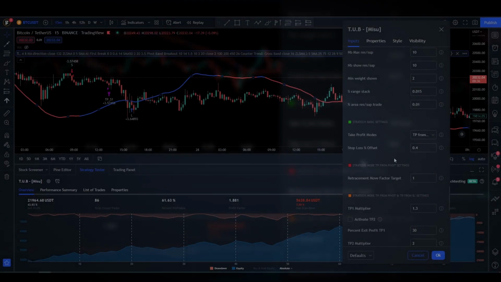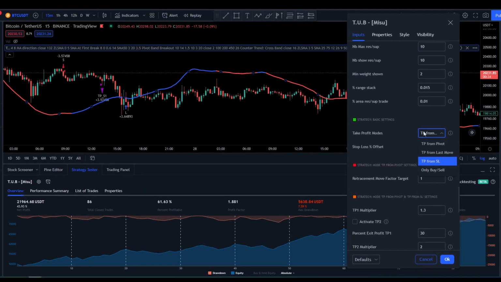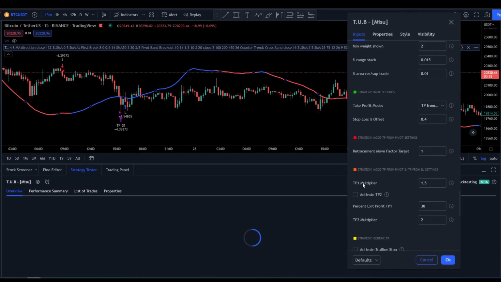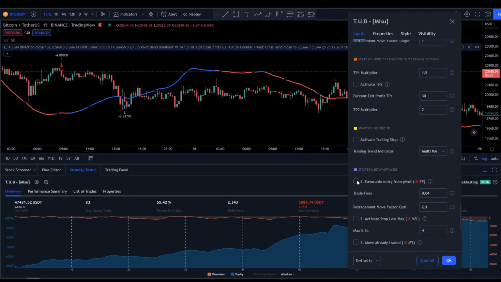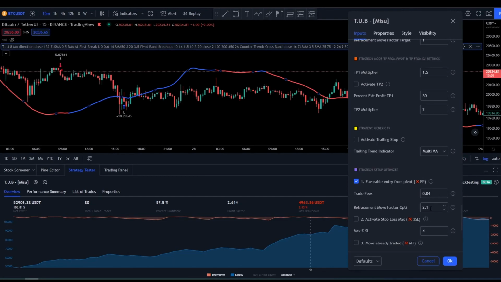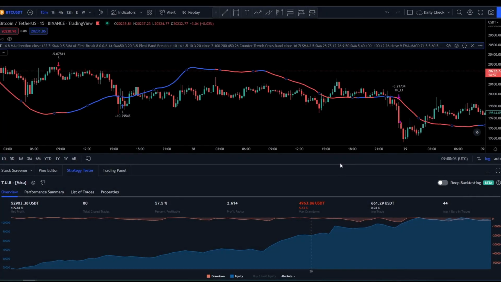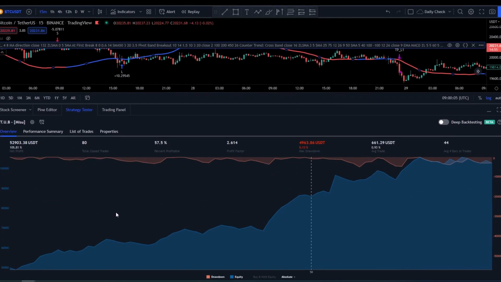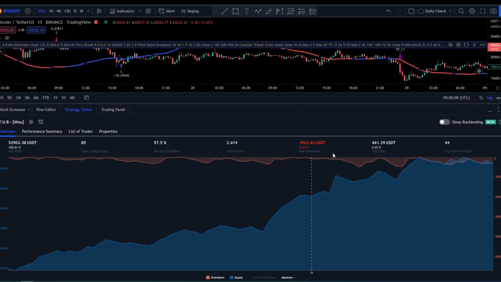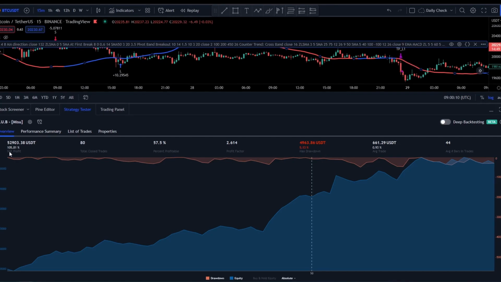Now let's configure the strategy part that will allow us to drastically reduce the max drawdown and have a more secure strategy. Select TP in the pivot mode with a 1.5 TP1 multiplier. Then apply the setup optimizer, favorable entry from pivot. We set the retracement move factor up to 2. And boom, here we go. As you can see, the max drawdown was reduced a lot and the net profit is more than 100%. I'm quite happy about this secured version of the strategy.